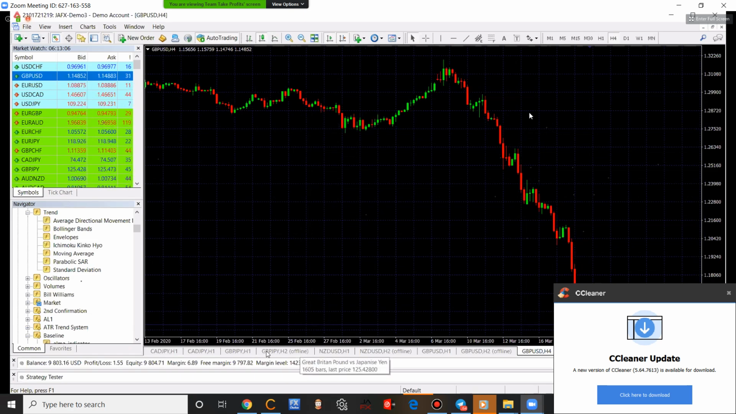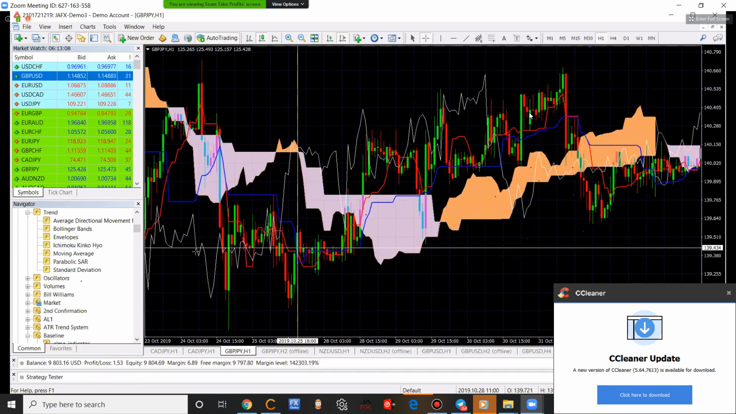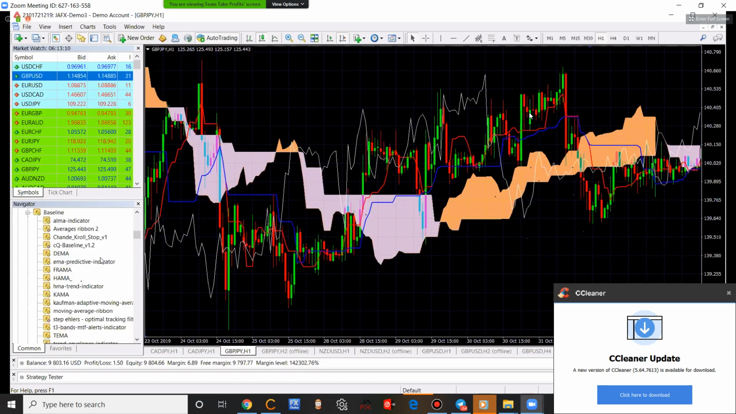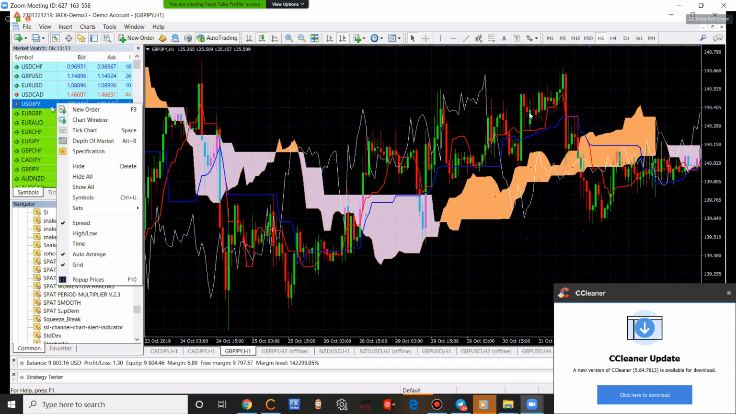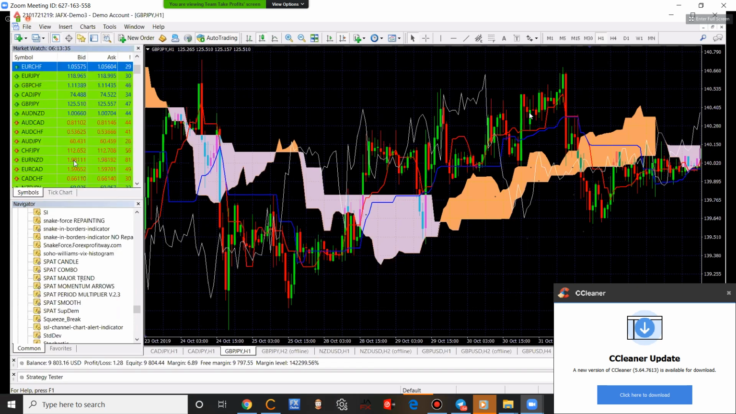So what you do here is you actually need an indicator for that. I can give you guys that. The one I use for different time frames is the Period Multiplier. It's what I use to multiply the time frames.